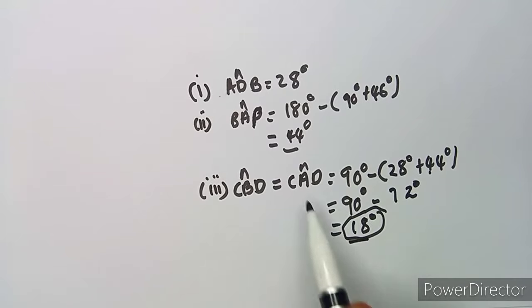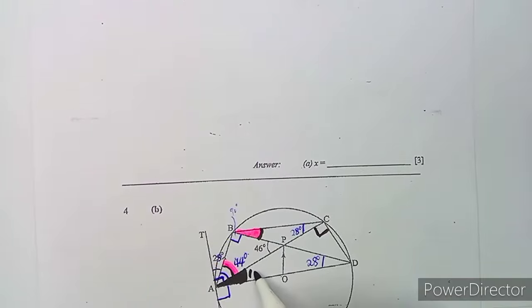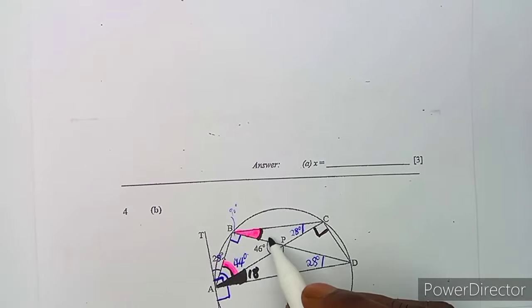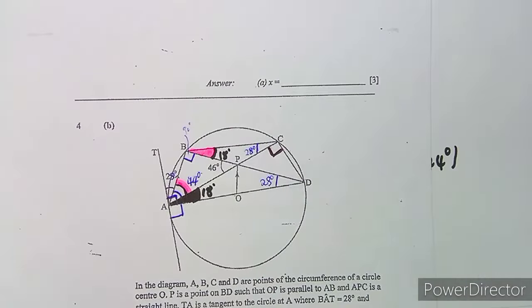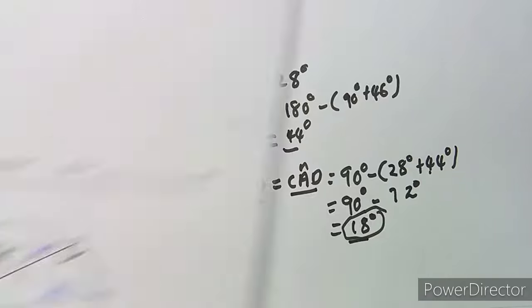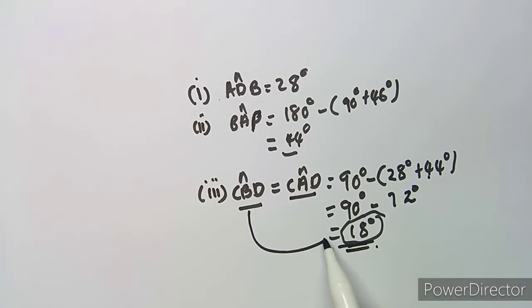So this angle of 18 is equal to these two angles, which means this is 18 degrees here, and this is 18 degrees here. These two angles are equal, they are subtended by the same chord. So that's what we are talking about here. So this is 18 degrees, that's your CAB.